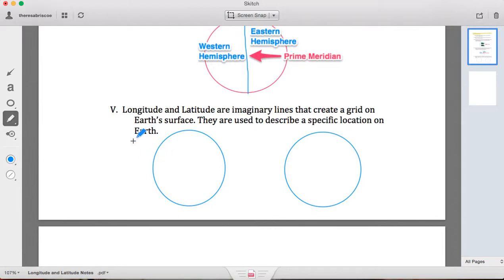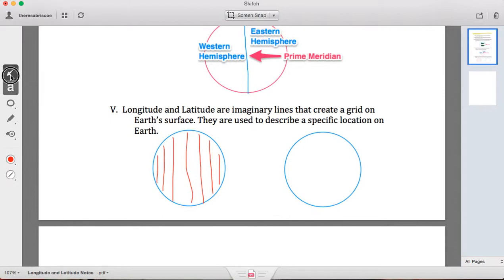So the first set of imaginary lines that we're going to learn about are lines of longitude. Now lines of longitude run from north to south. So the prime meridian is like a line of longitude. So I'm just going to draw some lines that go up and down and that they cut Earth into sections. Now again, this isn't exactly what lines of longitude and latitude look like, but this is just an example for your notes so that you can remember that lines of longitude run north and south.